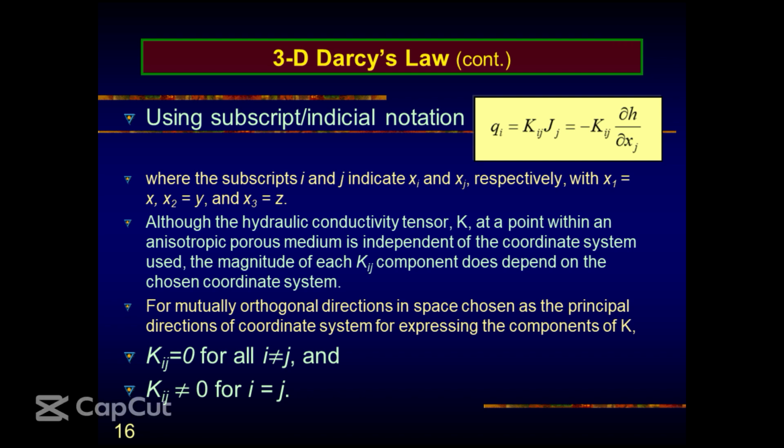When the principal directions are aligned with the coordinate system, you have Kij equals 0 for all i not equal to j, meaning the cross terms are zero. When i equals j, you have the principal directions, Kxx, Kyy, and they are not zero. But for the cross terms, that is when i is not equal to j, when you have xy, yz, zy, zx, they vanish. This is in terms of x and y.